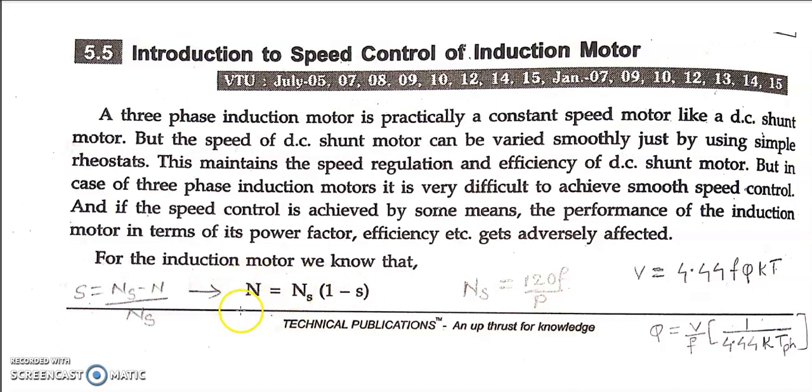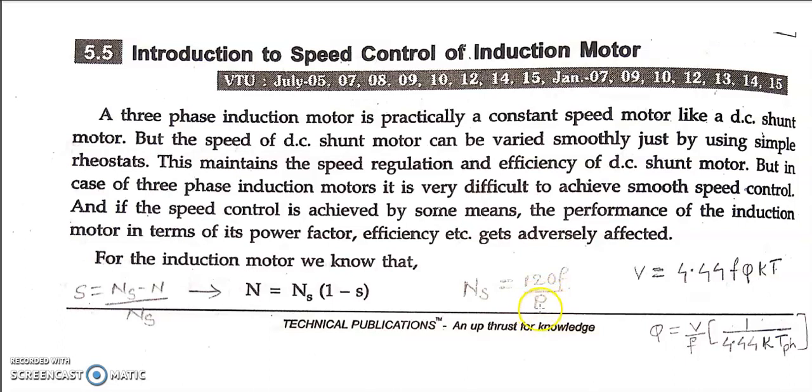So if you want to control the speed n, then what can you do? You have to have control over this ns as well as you need to have control over s. So let us see, is it possible to have control over ns so that I can have control over speed of the motor? And we know that ns is given by 120 f by p. You can change your p also, but it is a bit difficult here. If you change the number of poles, then what happens? You won't get any smooth speed control of induction motor.